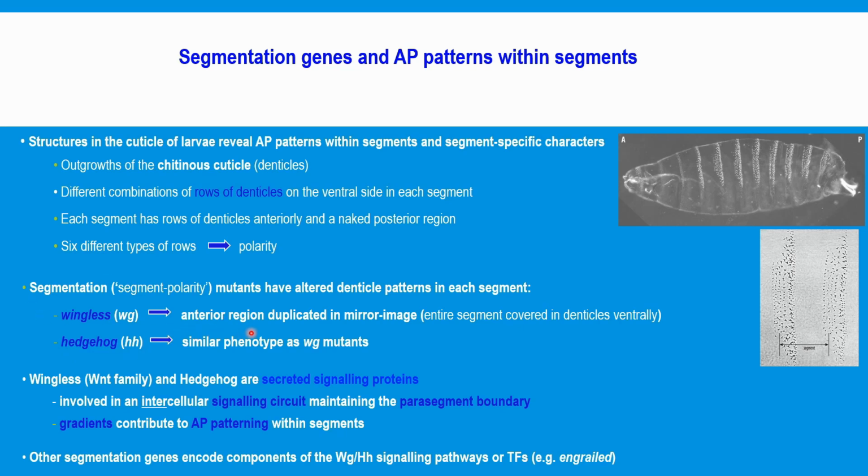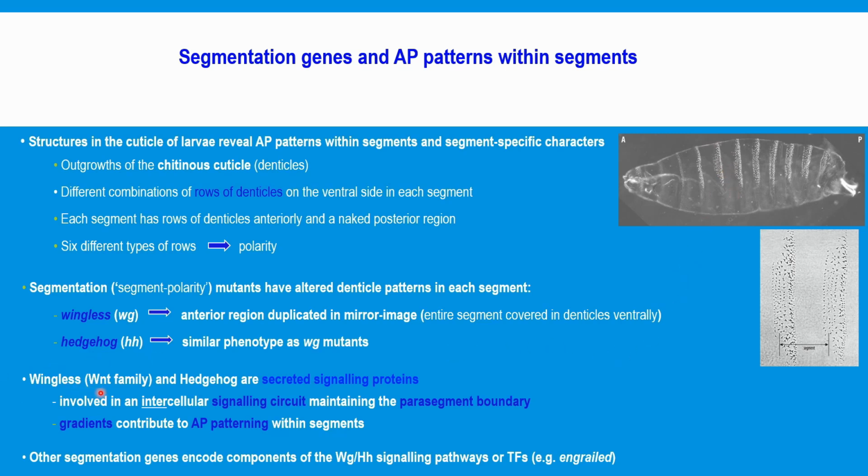So a wingless mutant will give an anterior region duplicated in mirror image, so the entire segment will be covered in these denticle bands. It will spread all the way down here. And the hedgehog mutant has similar phenotypes. So both of these are clearly important for patterning in the segment.